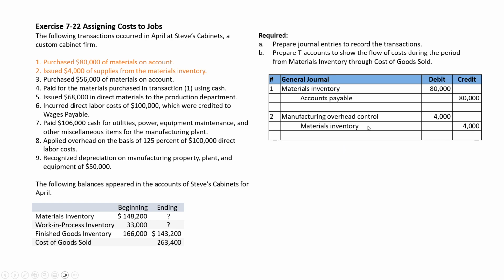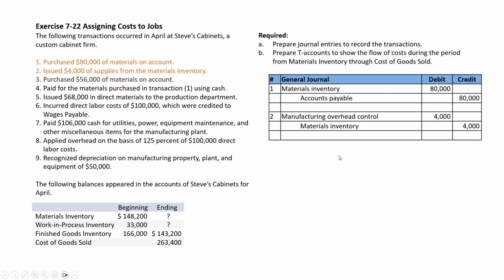Also, a bit of a difference probably from your intro to managerial accounting class. We just called it manufacturing overhead. Here we're going to call it manufacturing overhead control. Manufacturing overhead control is a temporary account. It's not an asset. It's not an expense, but it functions in that way, in that it's increased with a debit. The actual costs of overhead are going to be debited to manufacturing overhead control. We need an opposing credit also for $4,000. We're removing it from the asset account materials inventory, so we're going to credit materials inventory.